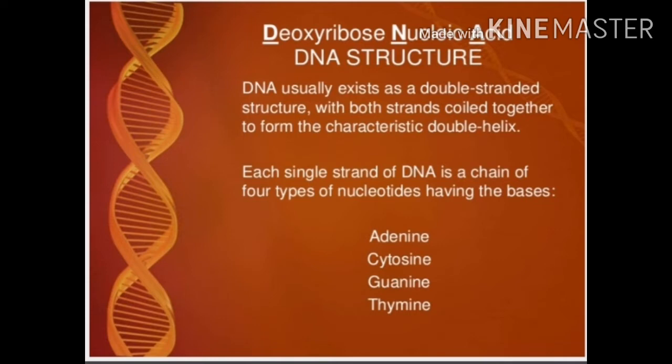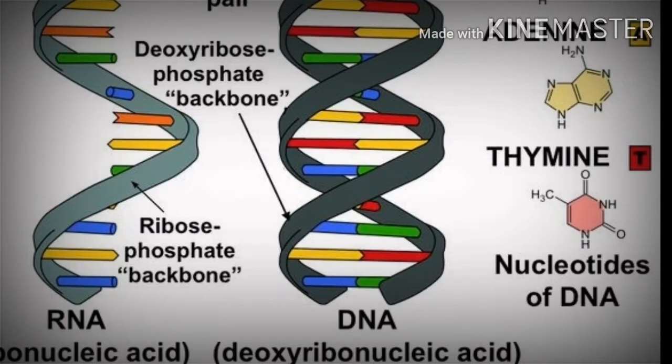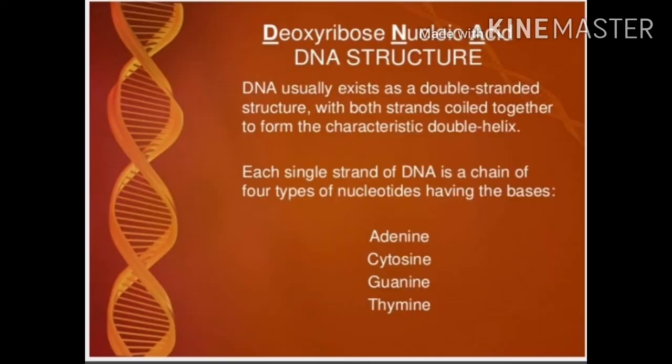So as you all know, DNA stands for deoxyribose nucleic acid, and it usually exists as a double-stranded structure which was proposed by Watson and Crick, with both strands coiled together to form the characteristic double helix. So here you see in this picture how the two thread-like structures are coiled or twisted together to form a linear structure, that is the DNA.